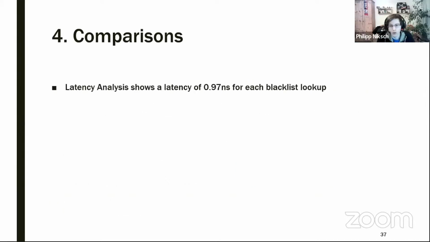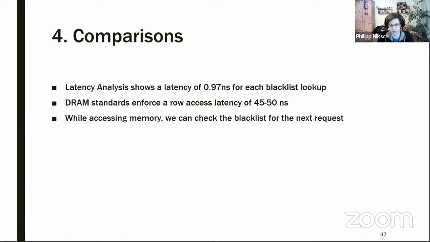One thing I was worried about while reading the paper was if the blacklist lookup would increase the memory latency. The paper shows that the lookup takes about 1 nanosecond. A DRAM row access takes on the order of 50 nanoseconds. This means we can check the blacklist while the previous request is being processed. This ensures that no extra latency is required.